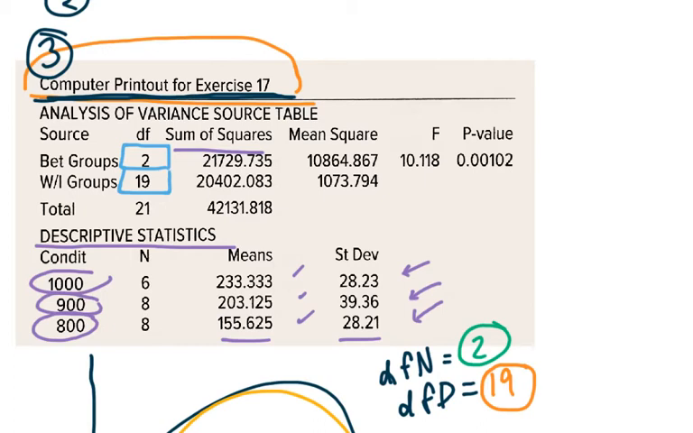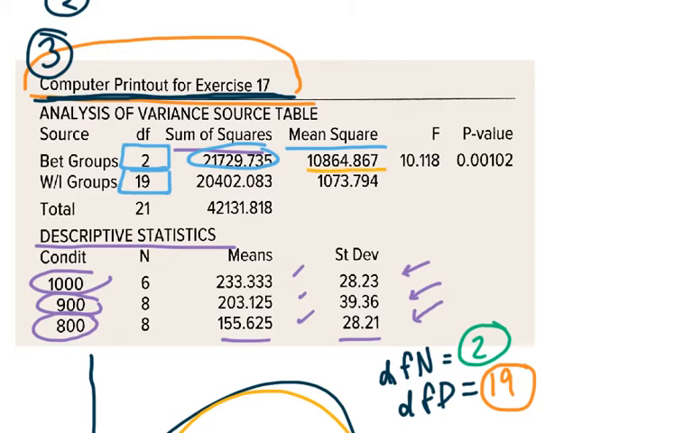That would be capital N minus k, so 22 minus 3 gives us 19 for the degrees of freedom here. And in order to get the mean square, all we're going to do is take the value in this column divided by the value in the previous column. So with your calculator, you can easily verify that 21,729.735, wow, that was a mouthful, divided by 2 is equal to 10,864.867. So that is how we would fill in these values here.